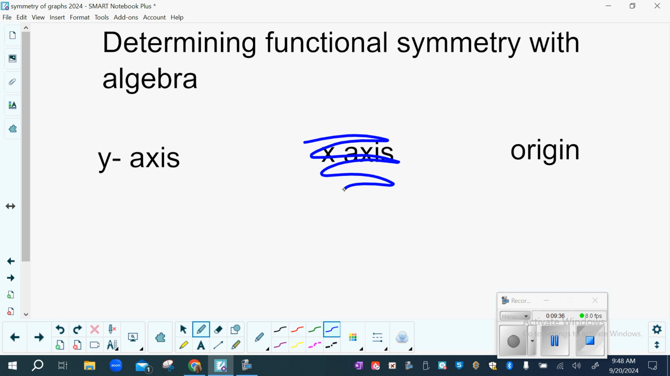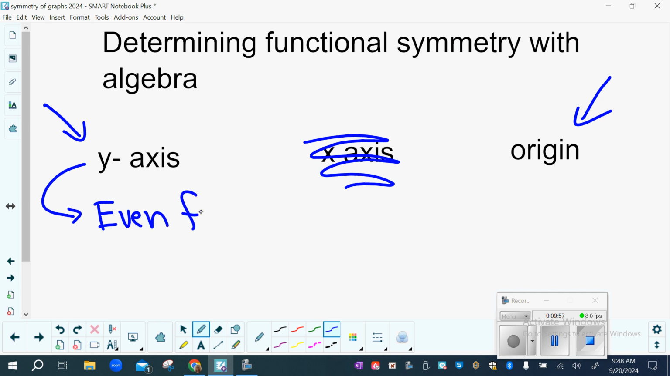We like functions, so we're not going to worry about that. We're going to be working with x-axis symmetry and origin symmetry, but they use a different word for these. They call anything with y-axis symmetry an even function, and this one is called an odd function.